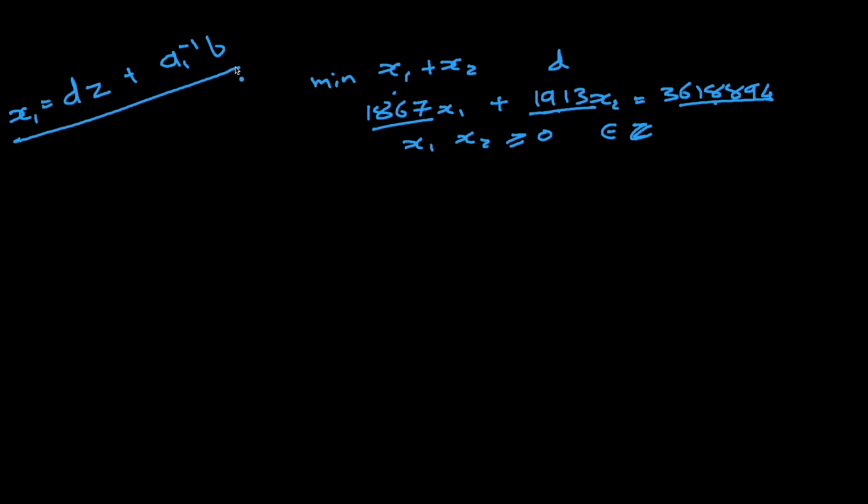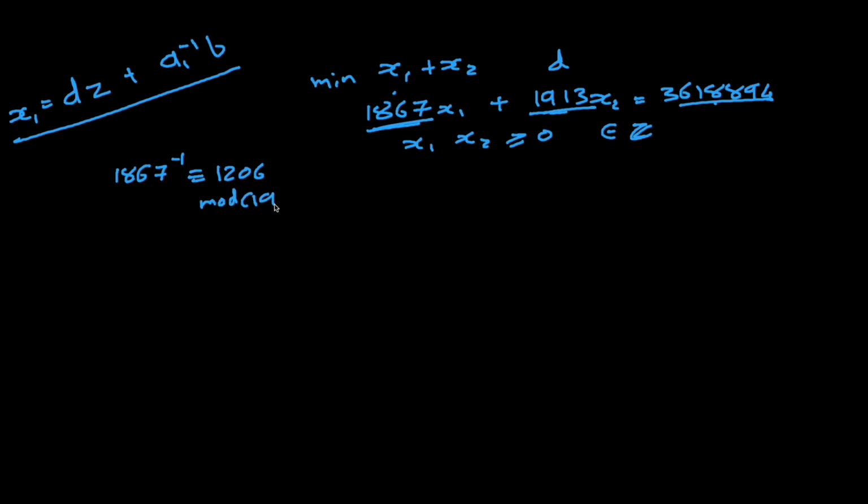So this is what we want to do, right? Let's first compute a1 inverse. If you take d as 1913, this is the prime number. In that case, we can say that 1867 inverse is the same as 1206, mod 1913.